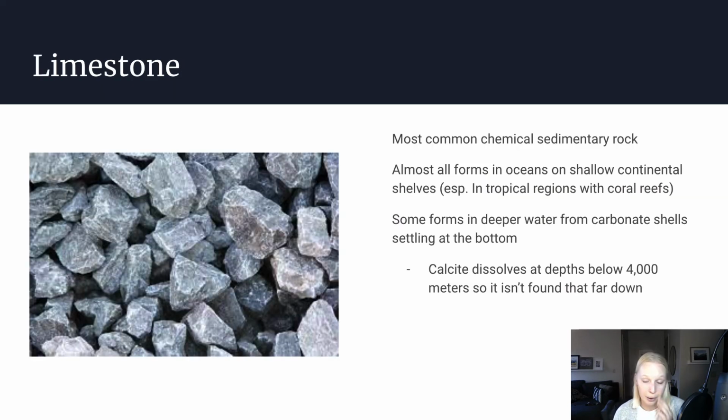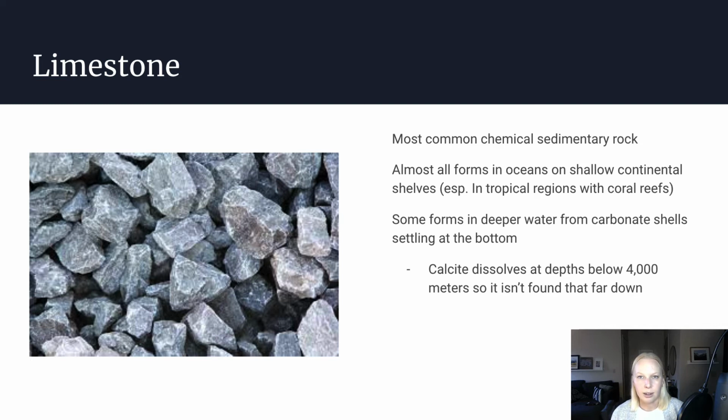So limestone, again, this is the most common chemical sedimentary rock, and it forms in a couple of different ways, but most commonly it forms in oceans and on shallow continental shelves. That's sort of its primary formation or depositional environment. It really likes warm tropical regions with coral reefs. That's a very, very common place for limestone to form.